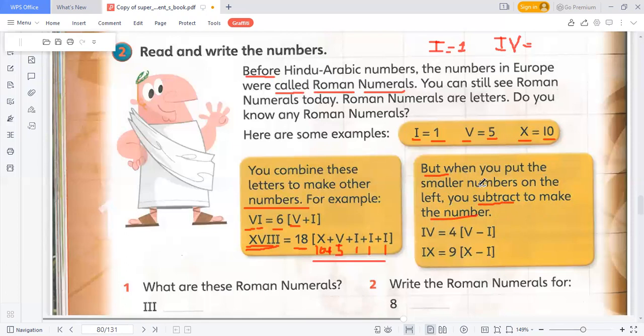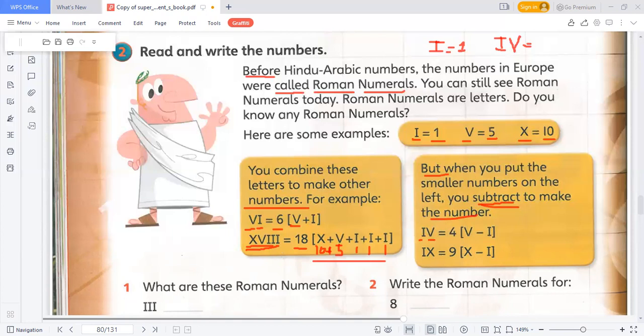Okay, so how do we do that? It just means that if we're going to put the smaller number on the left side, it means in this part, all right? So, IV. Yes, IV. So you just have to subtract. Do you know what subtract is? Do you know what this word means? Okay, please wait. All right. Oh, I cannot click. All right, this one.